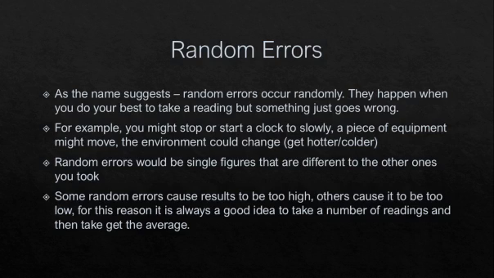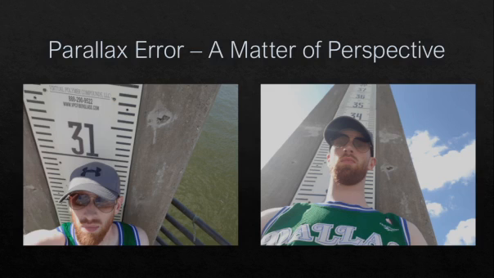So some random errors cause results to be too high, others cause them to be too low. For that reason, it's always a good idea to take a number of readings and then get the average. So you're not going to be able to do something precisely. But if you do it 4 or 5 times, some might be a little bit high, some might be a little bit low, and the true answer will be in the middle.